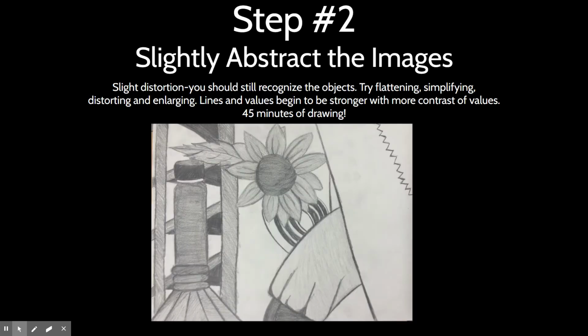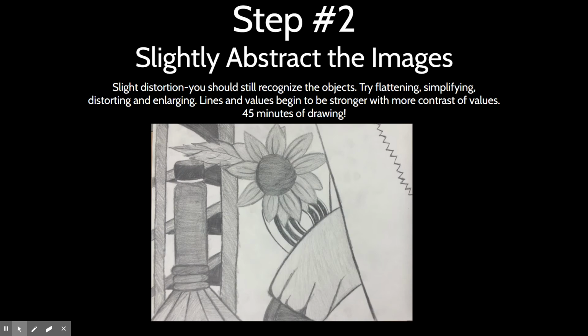Now, step two, we're going to slightly abstract them, distort the images a little bit, but we should still be able to recognize the objects, right? You can try flattening them by taking out some of the values. You can distort or enlarge parts of the object to make more emphasis on one part or another of it. The lines and the values are going to be stronger when you're doing this. Again, spend about 45 minutes on this slightly abstracted image.